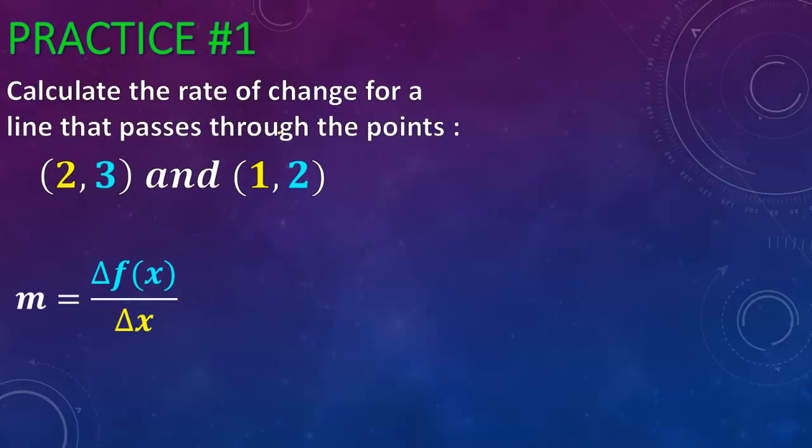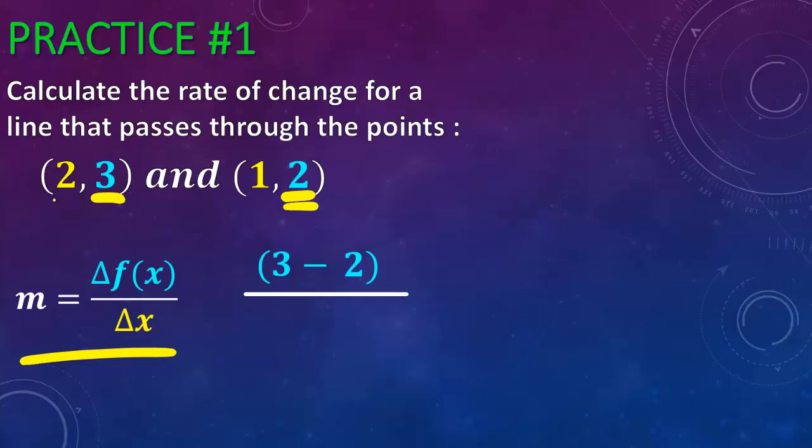So let's try a practice problem. We want to calculate the rate of change for a line that passes through these points, (2, 3) and (1, 2). So again, remember this. Slope equals the difference in y's, or f of x, over the difference in x's. So we can pick this one first. We're going to do 3 minus 2 on top. And then since we did that, on the bottom, we have to follow the same order. 2 minus 1. And that's going to give you 1, because 3 minus 2 equals 1, and 2 minus 1 equals 1, and 1 over 1 equals 1.